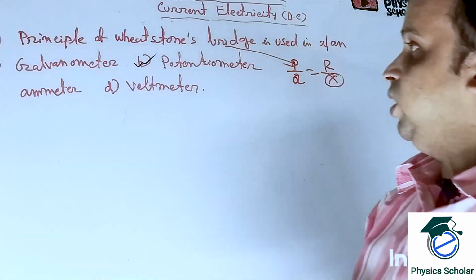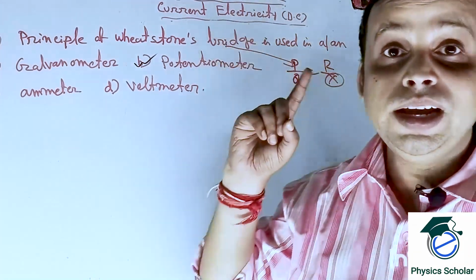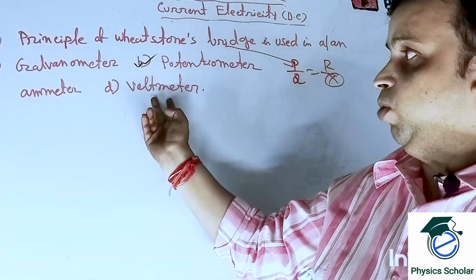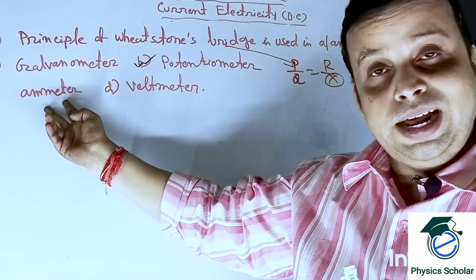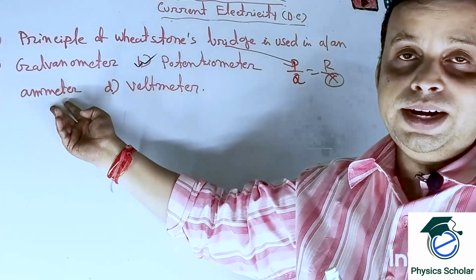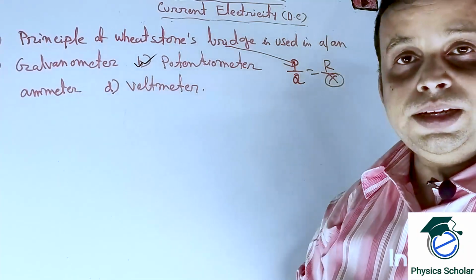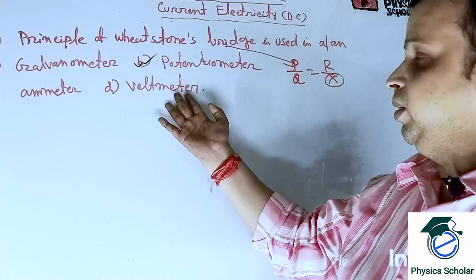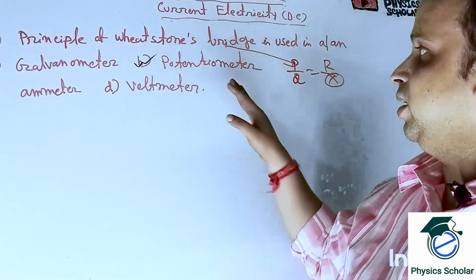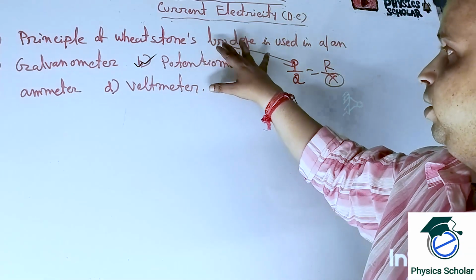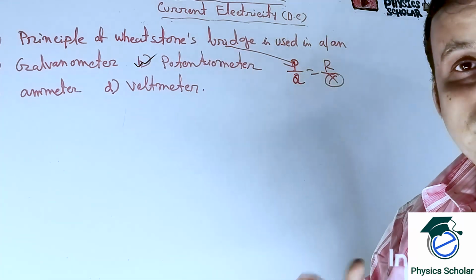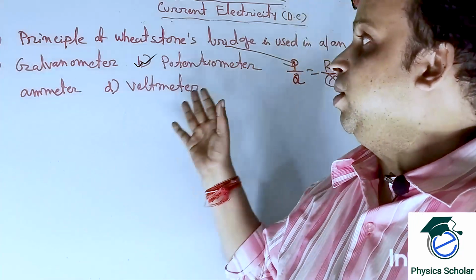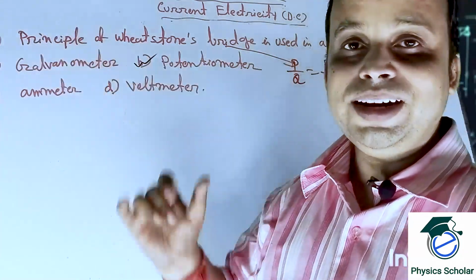The principle of Wheatstone bridge is used in potentiometer, not in galvanometer, not in ammeter, not in voltmeter. Ammeter is used to measure the current of a circuit, and it is connected in series. Voltmeter is used to measure the voltage or potential difference of a circuit. But the principle of Wheatstone bridge is used in potentiometer. Hope you have understood this. Now let us move to question number 8.